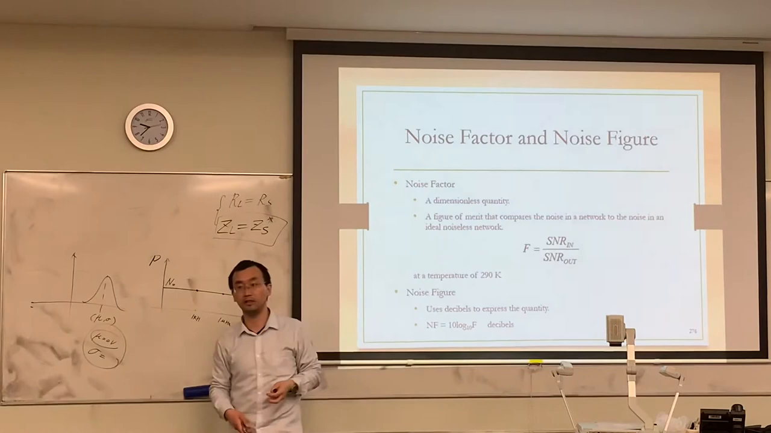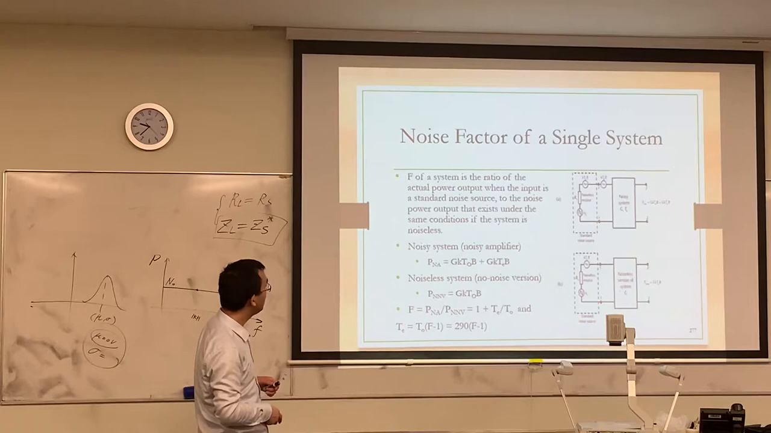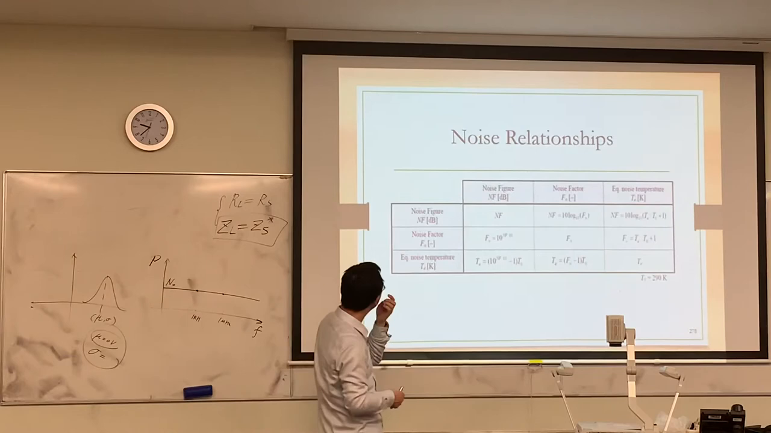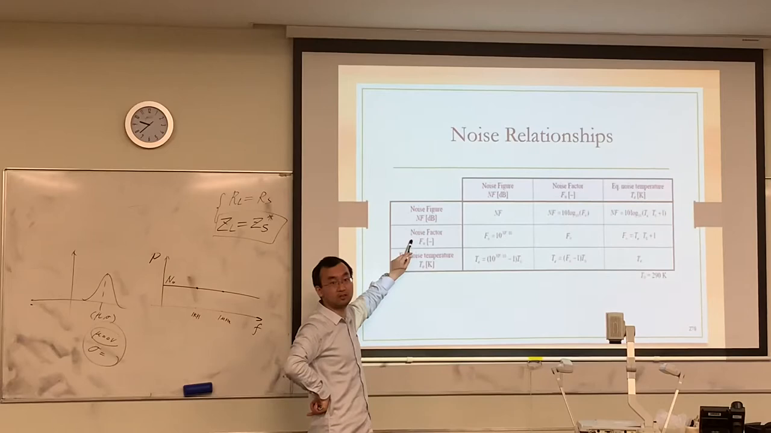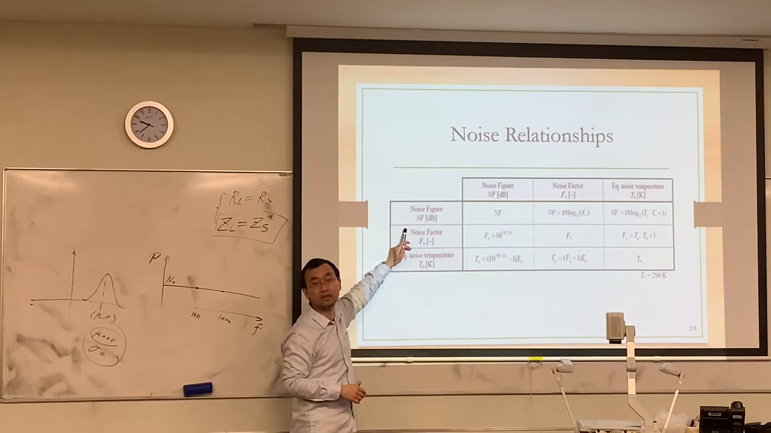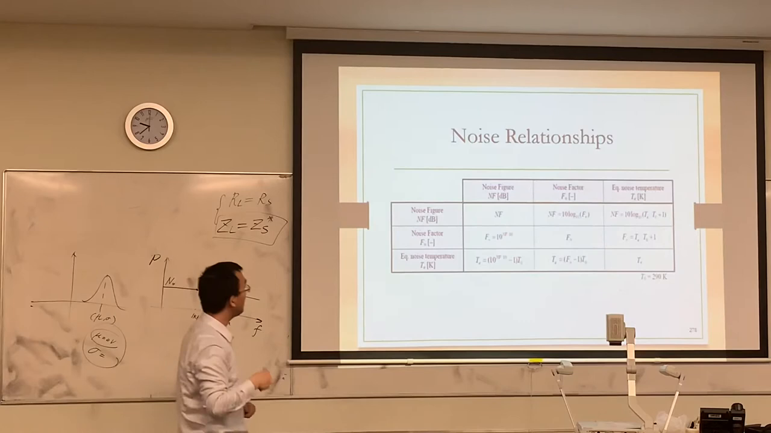So next, look at the noise factor of a single system. Don't worry about this one, I'm just showing you this. Here, I give you three new terms. Noise factor is just the input signal to noise ratio divided by the output signal to noise ratio. Noise figure is equal to the noise factor, take the log base 10, multiplied by 10. Then another one is the noise temperature.